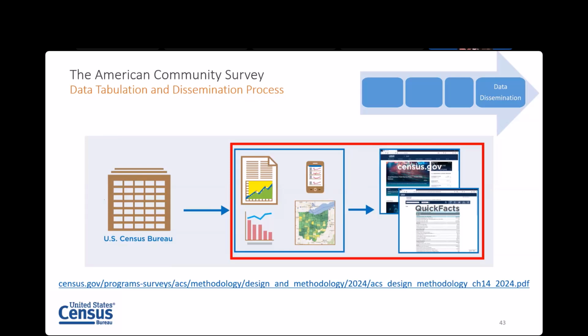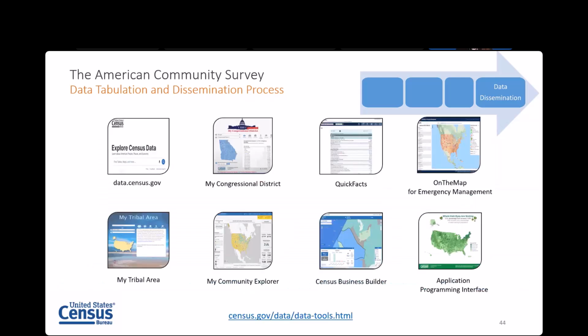I want to now very briefly go over a few of the platforms that you can access ACS data. There are numerous tools developed and maintained by the Census Bureau that publish the ACS estimates. This is just a few of those tools, but I do want to point out that data.census.gov is the Census Bureau's main data dissemination platform, and it is a great place to explore all the data tables produced with ACS estimates.